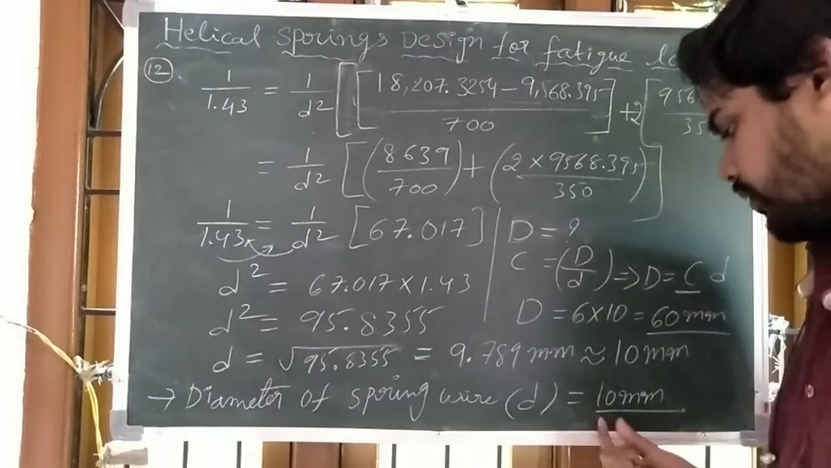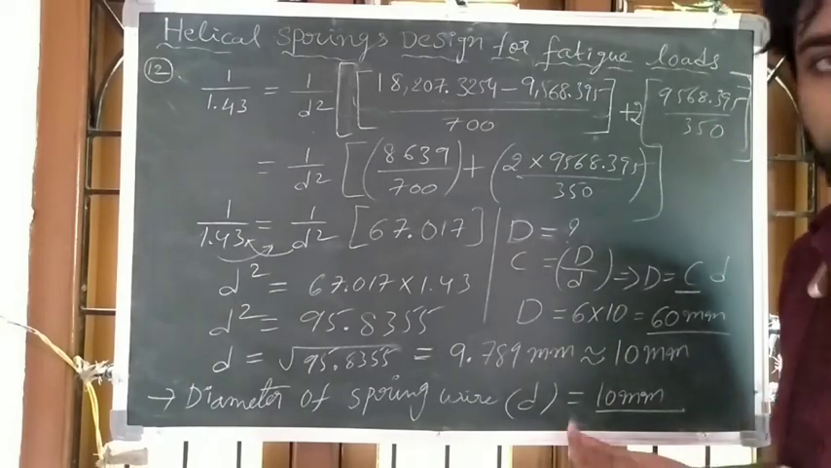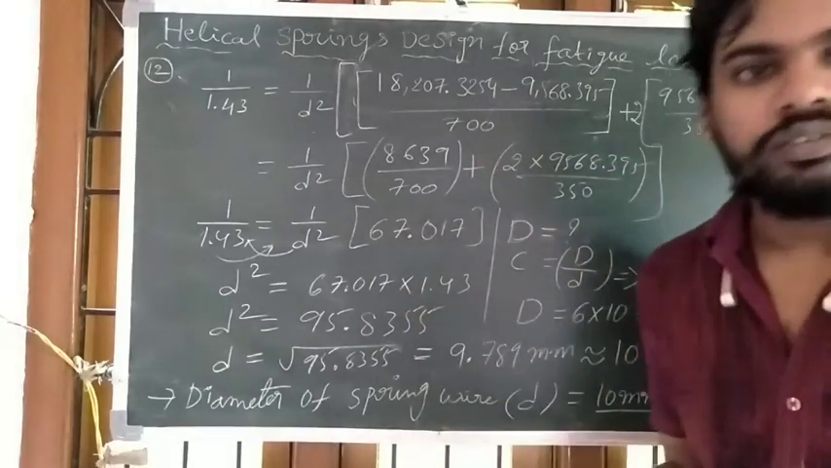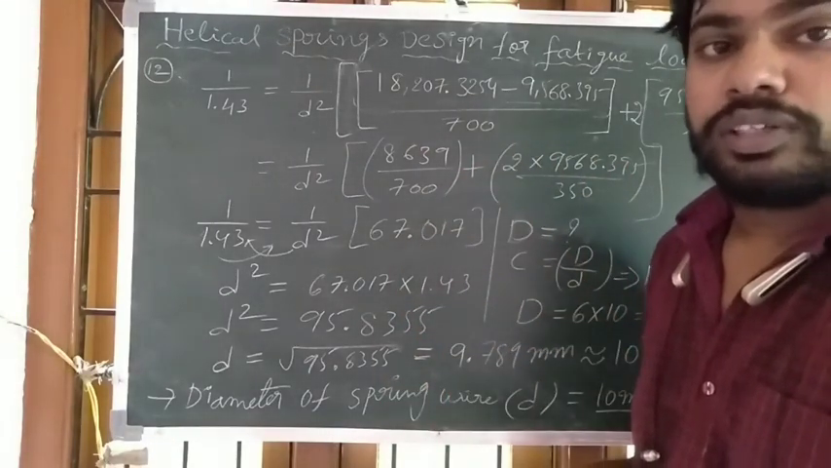We have the diameter of the spring wire and the mean diameter of the coil. This is the procedure to solve or design a spring when it is subjected to fatigue loads.